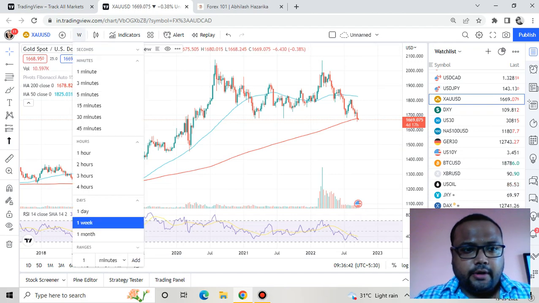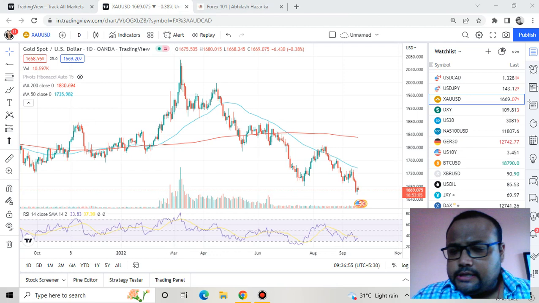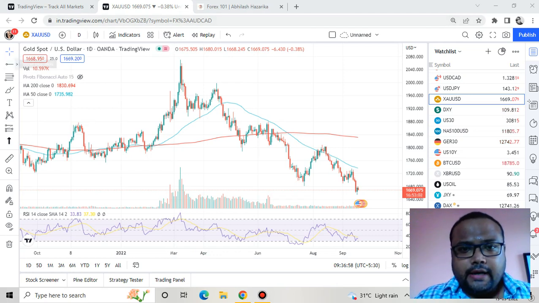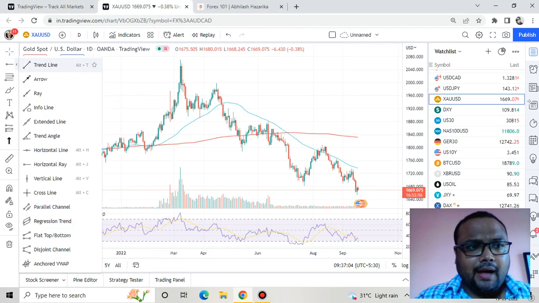Let me remove the drawings. This is the 1 day time frame of gold. On the 1 day time frame, you can see that right now the trend of the market is very much bearish. Sellers are dominating this market right now.